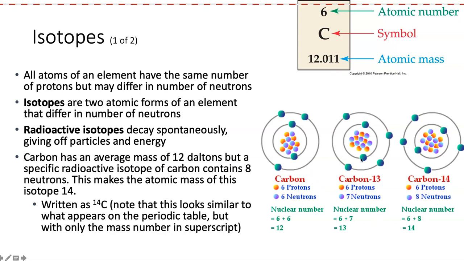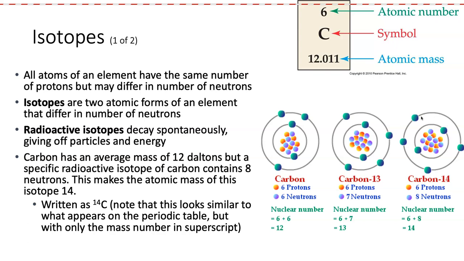Of these 3 isotopes, carbon 14 is actually a radioactive isotope. It doesn't stay stable as carbon 14. In fact, it decays spontaneously. And as it decays, it gives off these particles and it gives off energy. And that energy is what we think of as being radioactive. It's literally giving off energy.